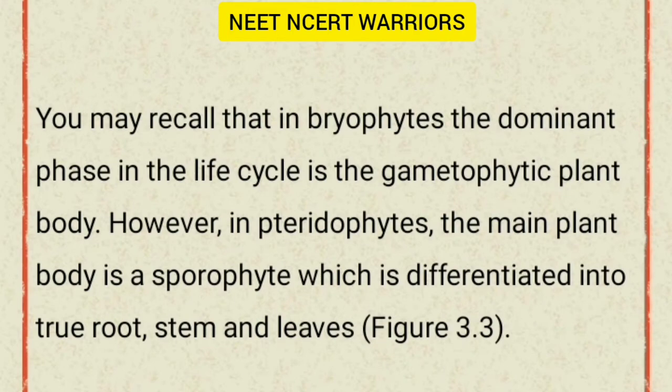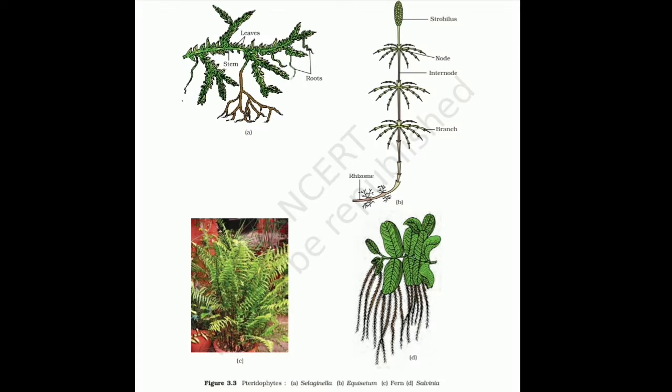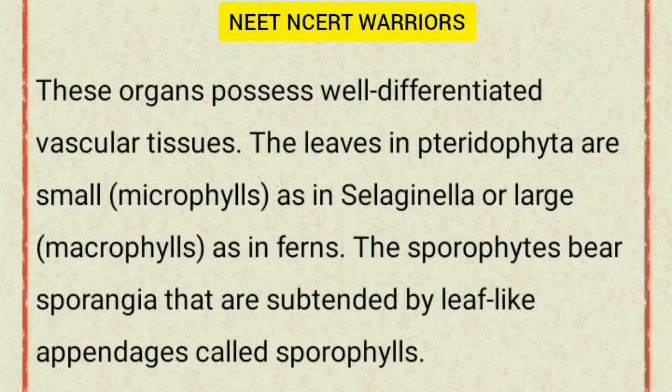You may recall that in bryophytes the dominant phase in the life cycle is the gametophytic plant body. However, in pteridophytes, the main plant body is a sporophyte, which is differentiated into true root, stem and leaves, you can see in Figure 3.3. These organs possess well-differentiated vascular tissues. The leaves in Pteridophyta are small, microphylls, as in Selaginella, or large, macrophylls, as in ferns.